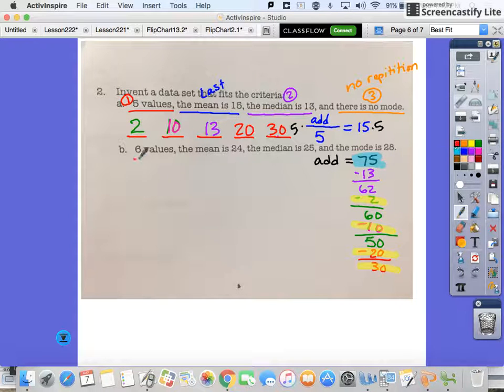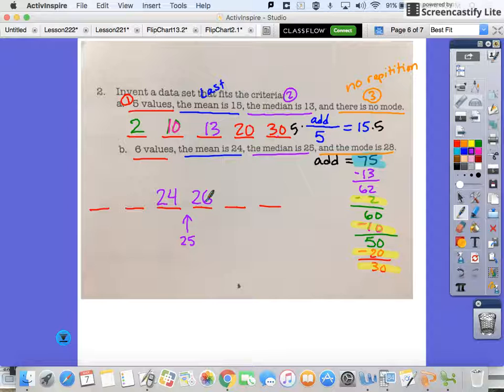First thing we have is there's 6 values. The mean is 24. We're going to deal with that last. The median is 25, and the mode is 28. All right, first things first, draw your 6 blanks. 1, 2, 3, 4, 5, 6. Second, the median is 25. Well, that means 25 has to be right here. What I tell students is to pick one number higher and one number lower. So I would go 24 and 26 because 25 is between them.